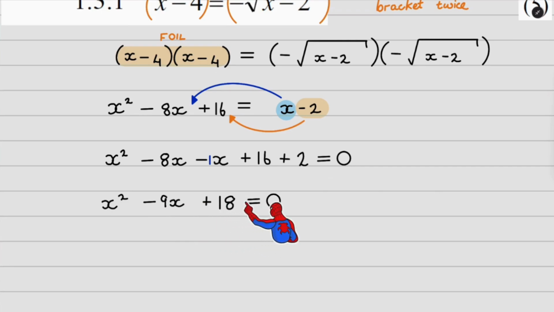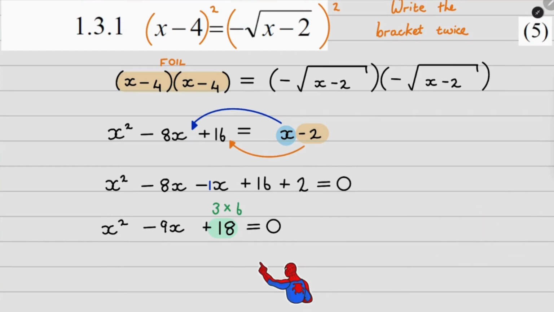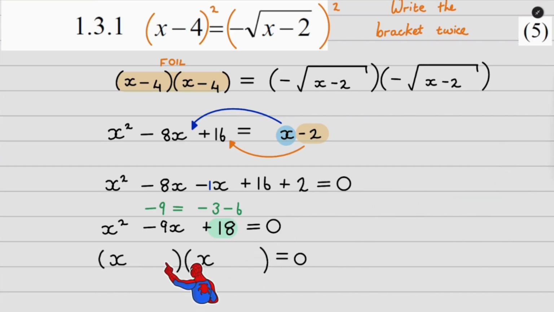So 1 times 18 won't work to get me negative 9. 2 times 9, close, but it still won't work. 3 times 6, perhaps that will work. After I've identified the correct factors, I need to add or subtract them to get negative 9. I can do that by saying minus 3 minus 6. Once I've done that, I'm going to set up 2 empty brackets with the x at the beginning. And inside my first bracket, it's going to be x minus 3.